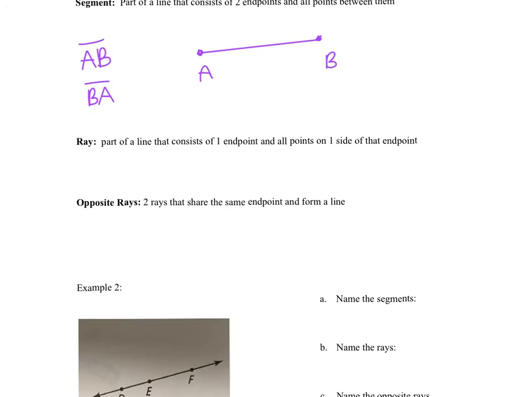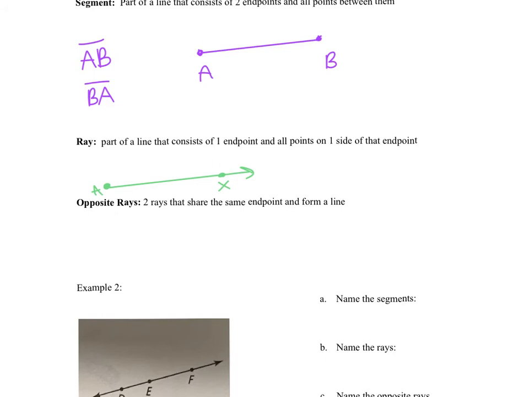Okay, then a ray. This is a part of a line that has 1 endpoint and then all the points that are on one side of that endpoint. So if I give you something like this, where I have an endpoint here, and we'll call that point A, and then I have a point over here, we'll call that X. Notice on one side, it's an endpoint. On the other side, it's an arrow, keeps going.